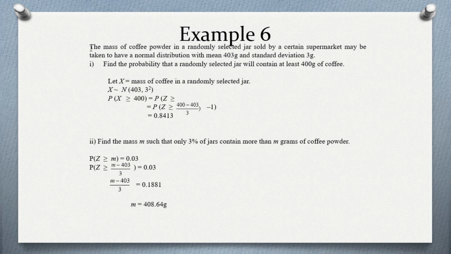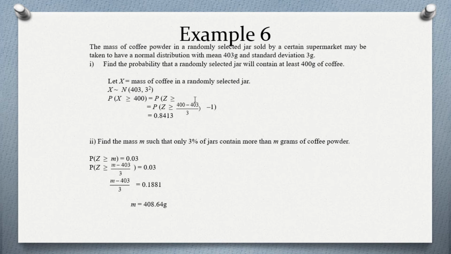Okay, all right, let's look at this. The mass of a coffee powder in a randomly selected jar sold by a certain supermarket may be taken to have a normal distribution with a mean of 403 grams and standard deviation of 3 grams. Okay, so this is a normal distribution question here. All right, I don't think this question is in your manual actually, but I'll just go through it here because it's a little bit different. So this is originally normal distribution, right? It's not any different, right? Originally normal distribution.